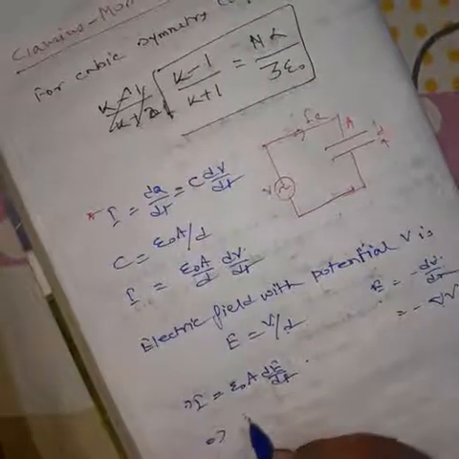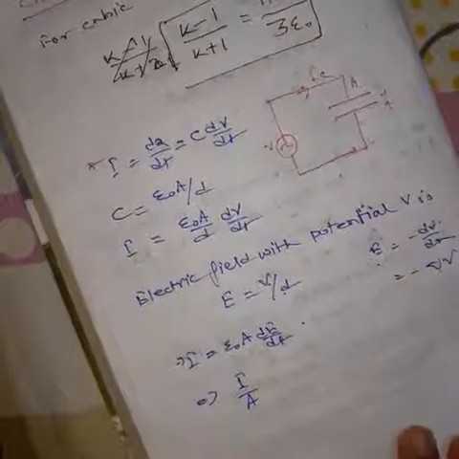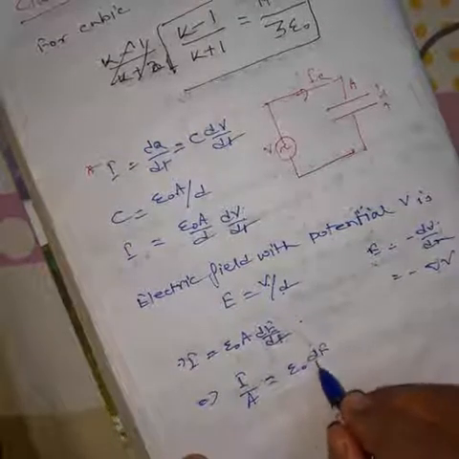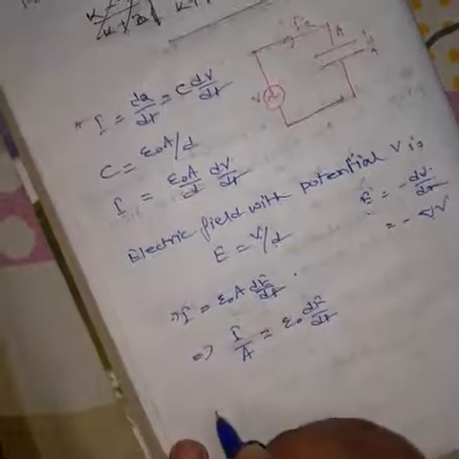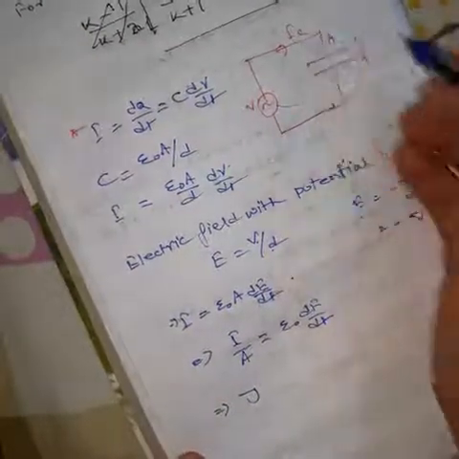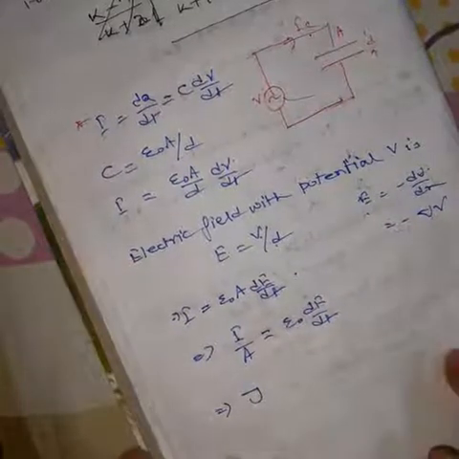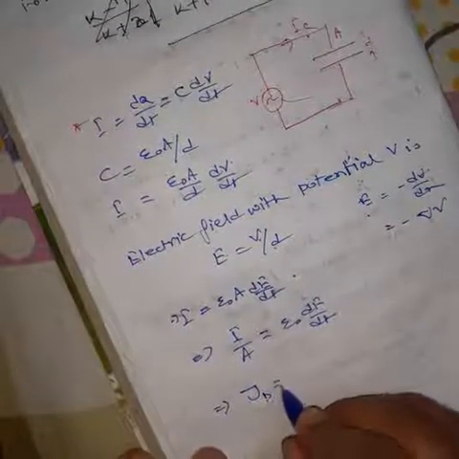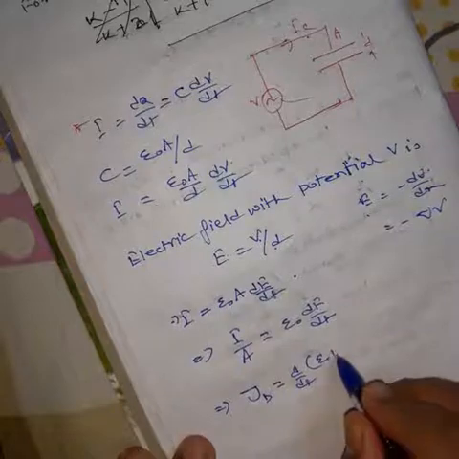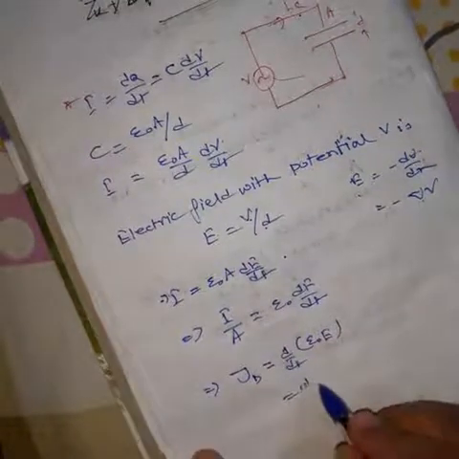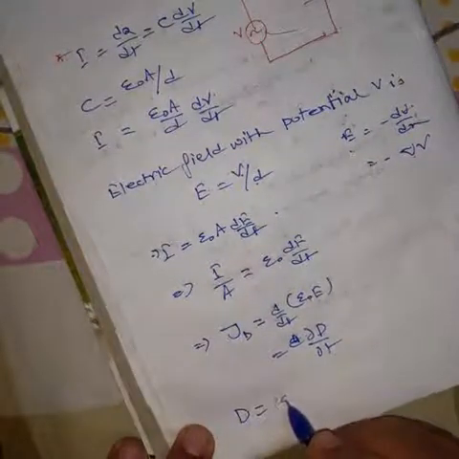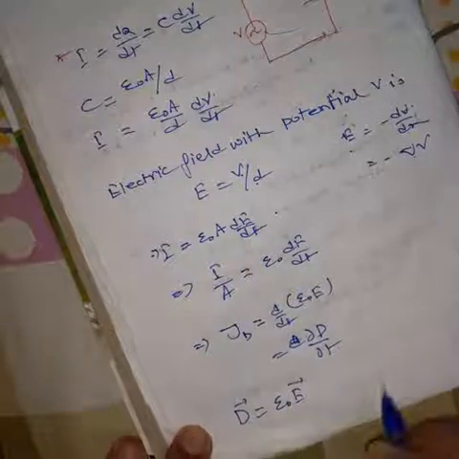So I by A is nothing but the current density, and the current density is epsilon 0 dE/dt. This is not the normal current density, because this is not a conduction current. This is basically a displacement current flowing through the circuit. So J_D equals d/dt of epsilon 0 E. This is called del D by del t, and D is nothing but epsilon 0 E, in vector notation.